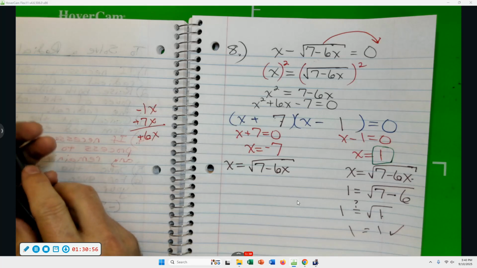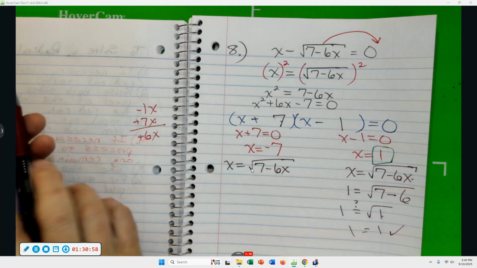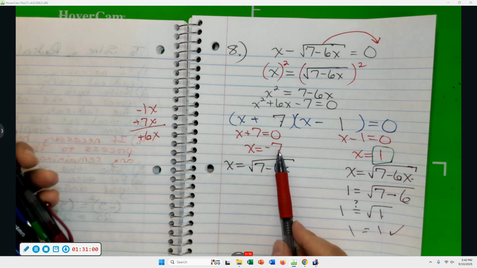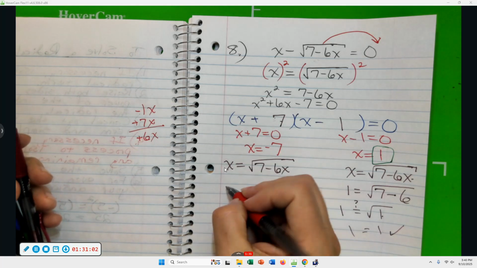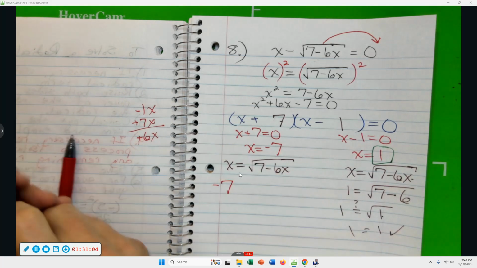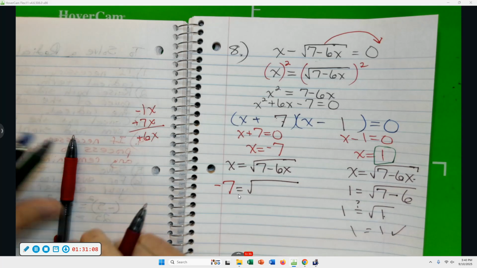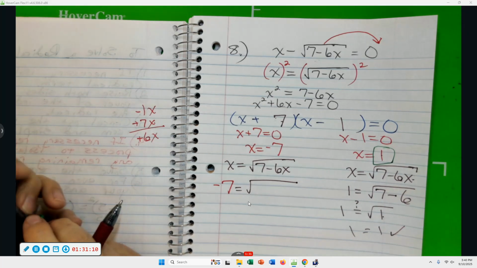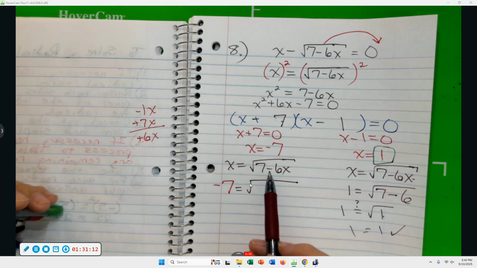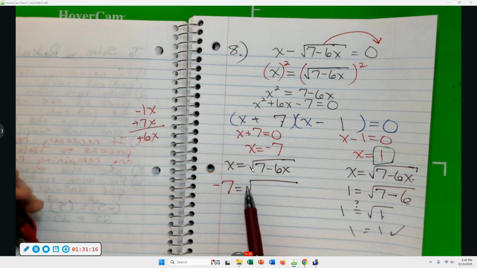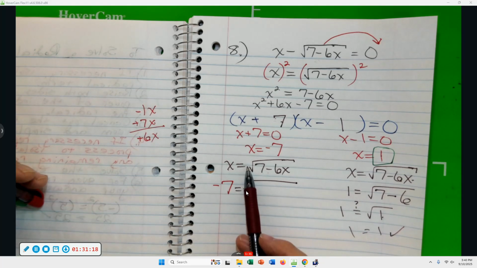Now let's plug in -7. I'm going to plug in -7 for x. So I'll have -7 equals the square root. Wait a minute, I can stop right there. This cannot possibly check. If you use the isolated form the way I said to do, I don't see a sign in front of this radical here.